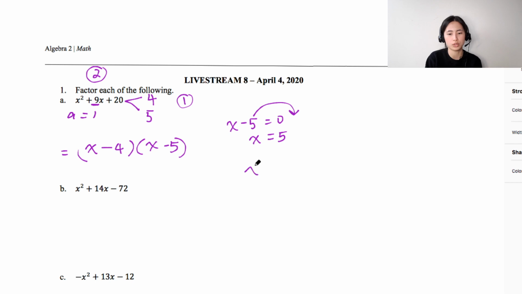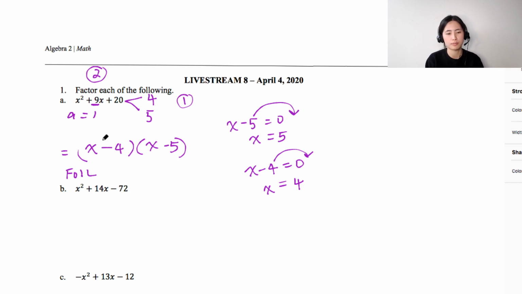On the other hand, if you do the exact same thing for x minus 4, you have x minus 4 equal to 0. When you move negative 4 to the opposite side, you get x is equal to 4. Therefore, I know that if you have x minus 4 times x minus 5, you should get x squared plus 9x plus 20. And in fact, if you want to double check, you can distribute and apply this method, which is what you call the FOIL method. You've probably learned it in class.